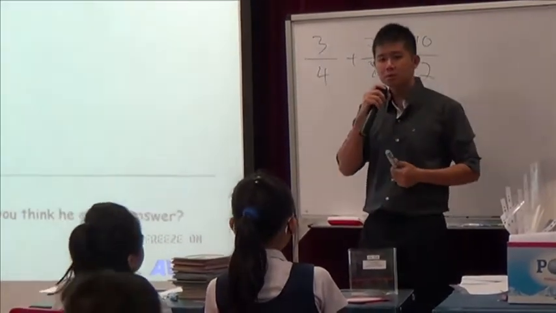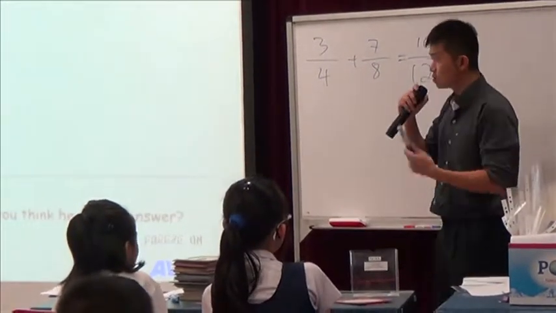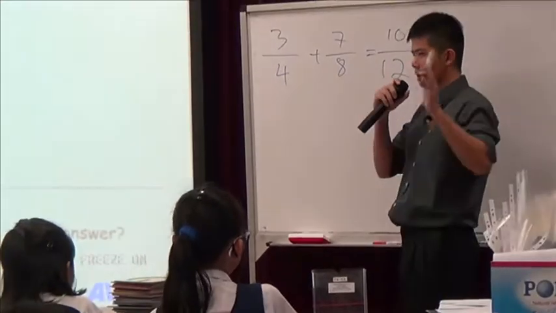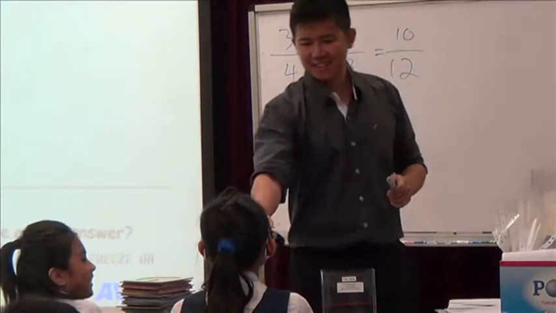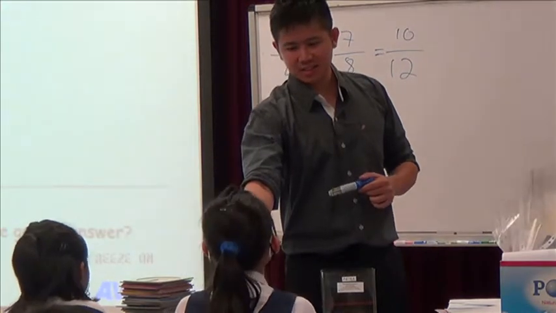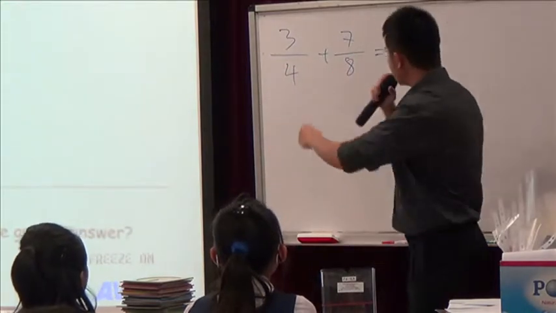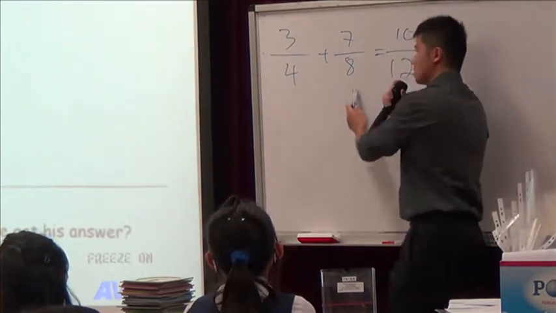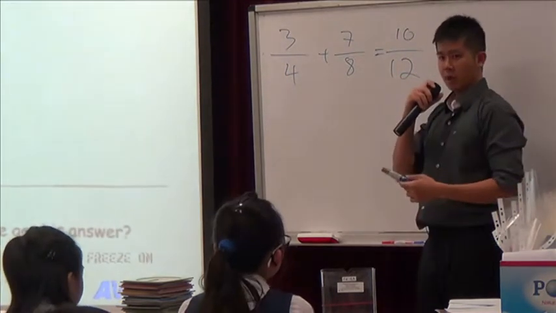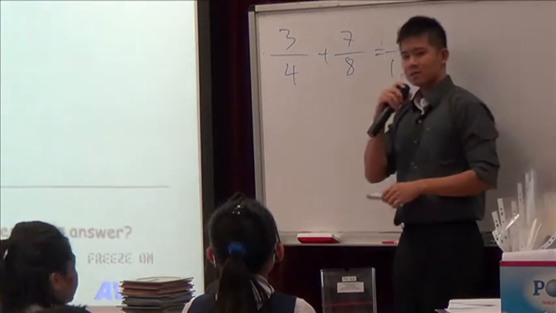Why? So it's equivalent to? Wait, repeat again? So that it could be equivalent to 7 out of 8, the denominator 8. So you want to change this 3/4 to have the same denominator as this 7/8, correct? But why must you change the quarters to 8s?